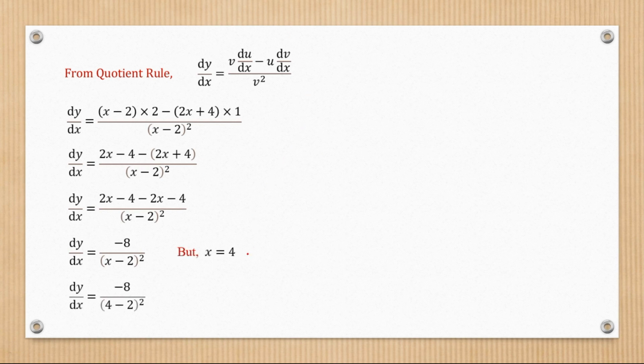Then I plug that in, I'll have negative 8 over 4 minus 2 squared, of which I'll have dy dx being equal to negative 8 over 2 squared, which shall be dy dx being equal to negative 8 over 4, which is negative 2. So now I know that the value of dy dx is negative 2.